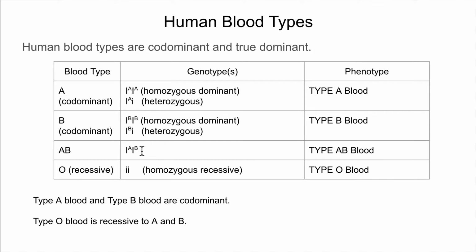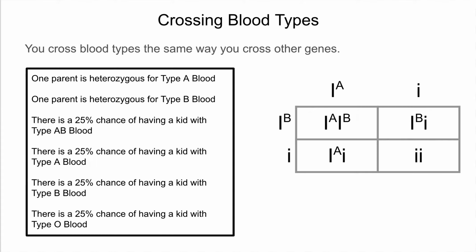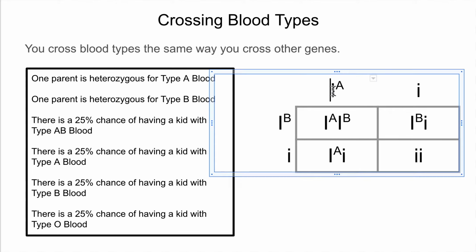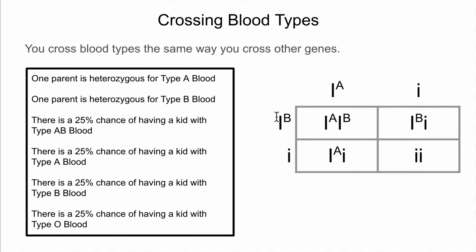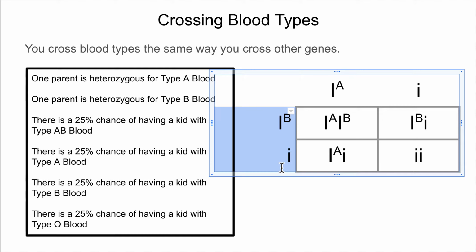Now, when you go to pass on or make babies, you could pass on type A to one kid, type B to another kid. But when we cross these blood types, we cross them the same way that we would do other ones. Here I have a heterozygous type A blood, so type A with type O. Here I have a heterozygous type B blood, so type B and type O.